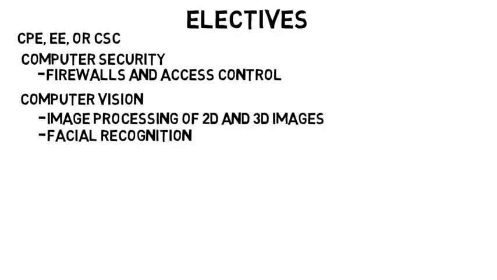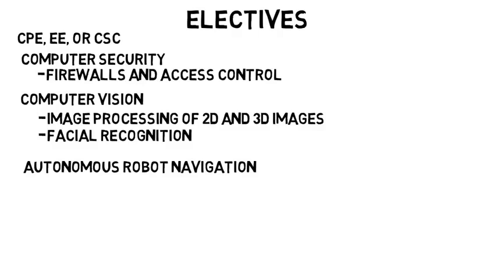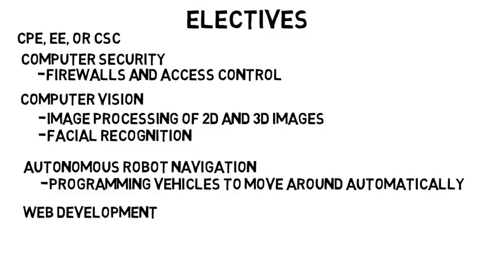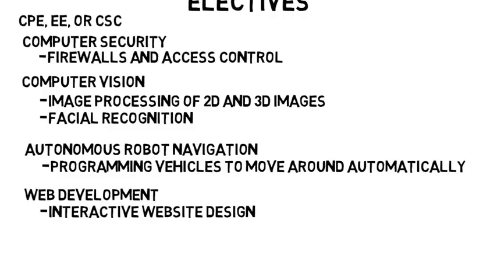On top of being a mix of electrical engineering and computer science, you will take electives where you can choose from any of the upper division computer engineering, electrical engineering, or computer science classes. Some may include computer security and learning about firewalls and access control, computer vision and looking at image processing of 2D and 3D images on the computer like facial recognition software, autonomous robot navigation and programming vehicles to move around automatically, web development and interactive website design, and of course, so much more.